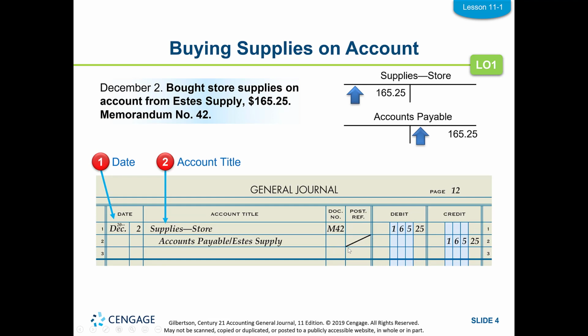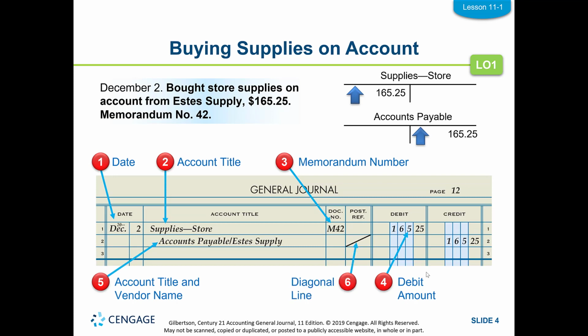So then we also have to have the / here. The top part of the / here means I'm posting to accounts payable. The bottom part of the / tells me I'm posting to Estee Supply. So you got to make sure you put both of those words in there, and then we're going to credit accounts payable Estee Supply $165.25. Memorandum number is M42, our debit and our credit amount. So we'll go through and take a look at that.